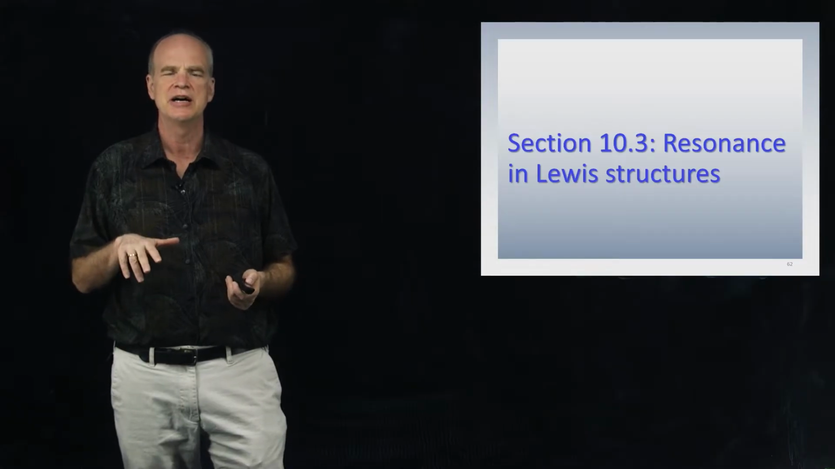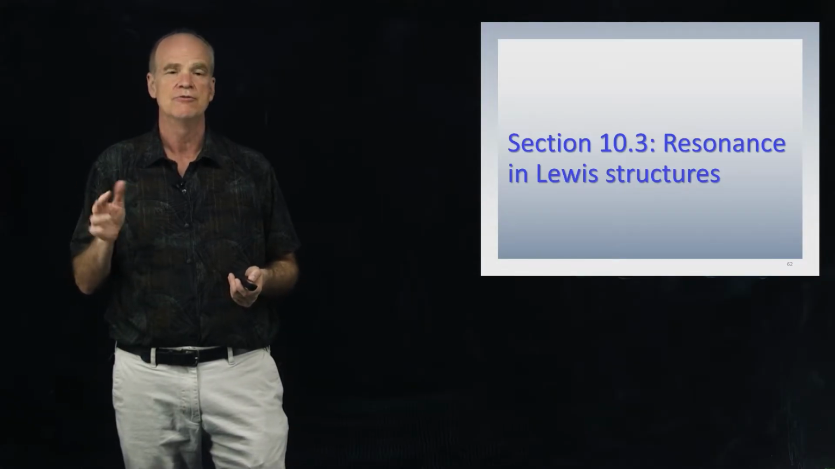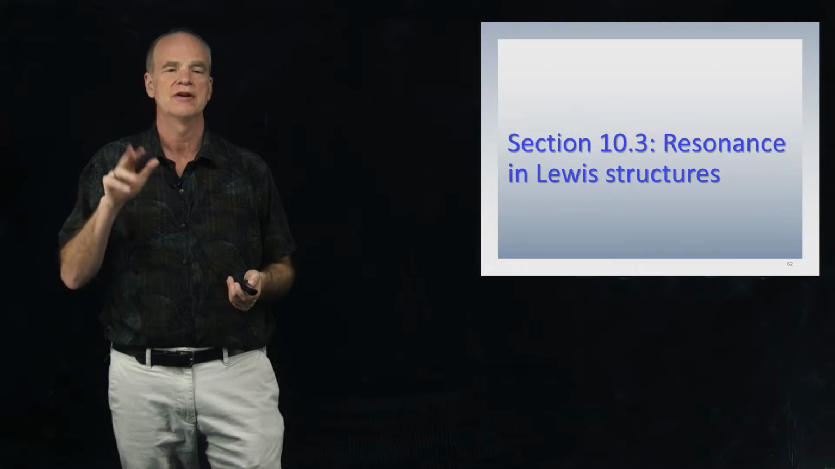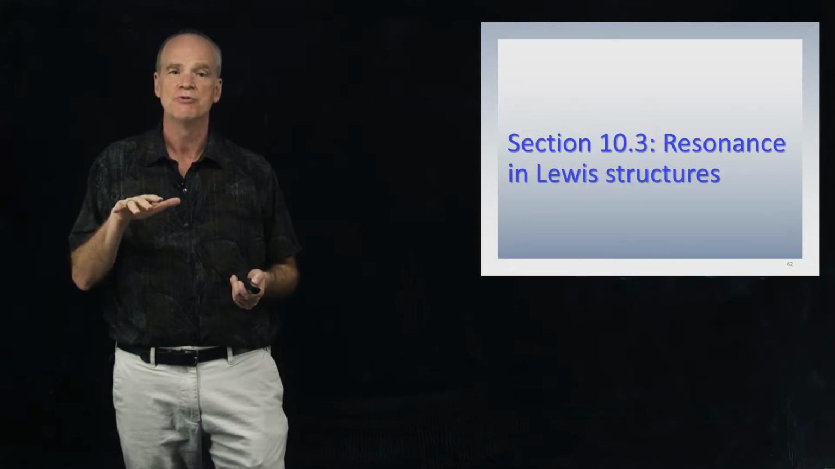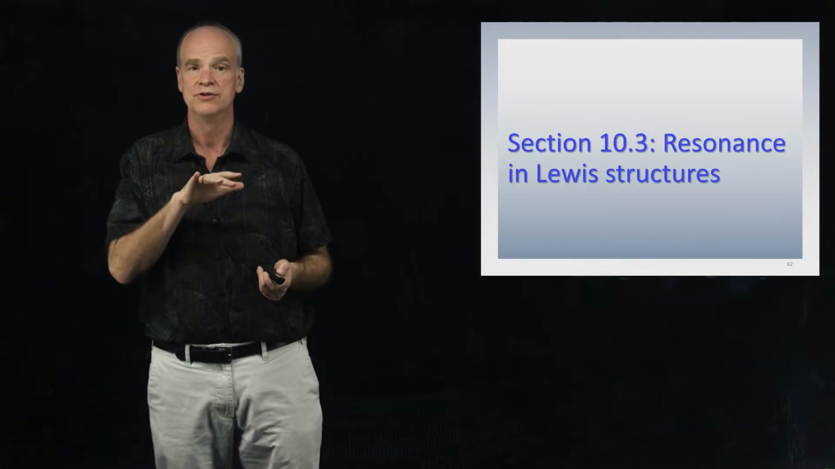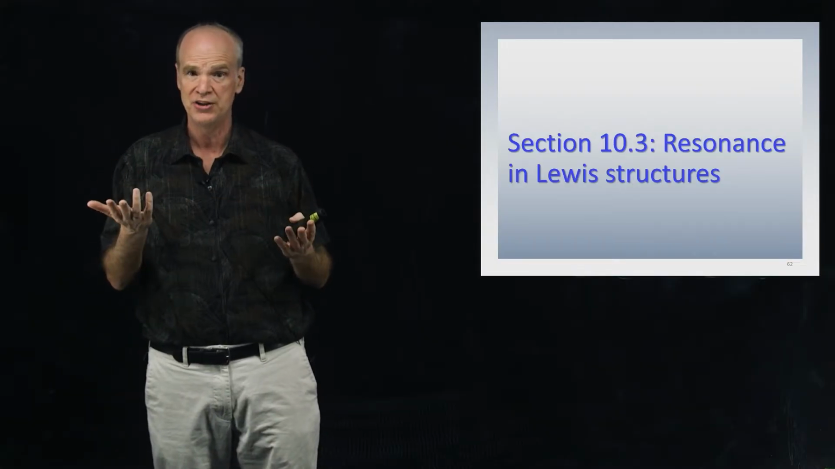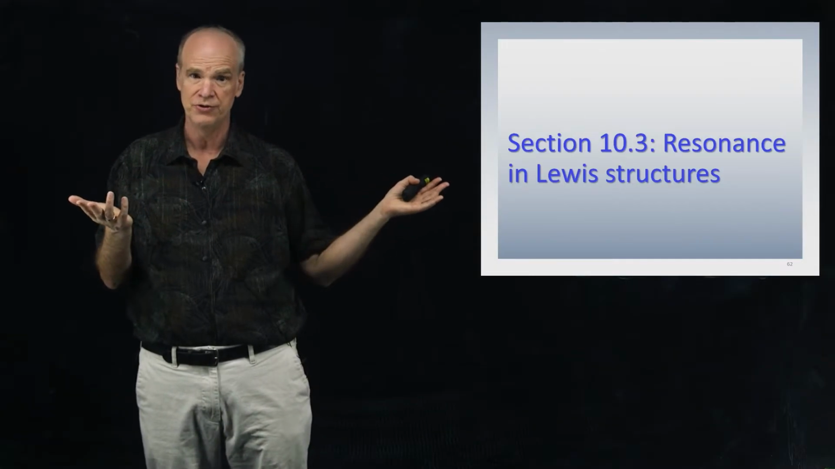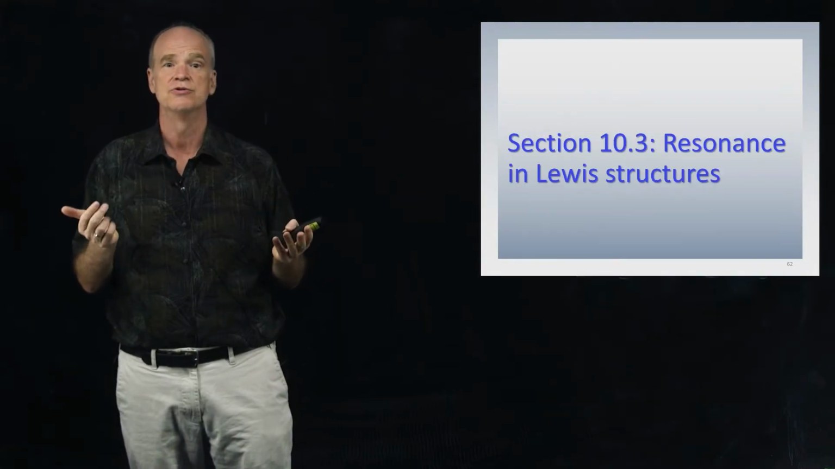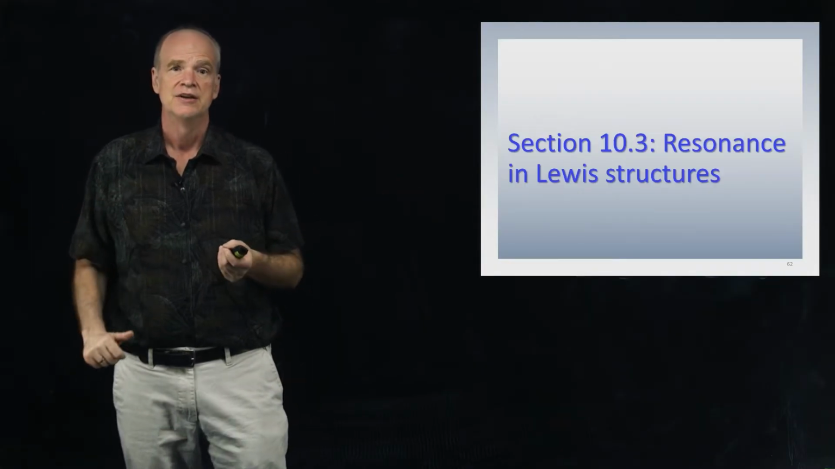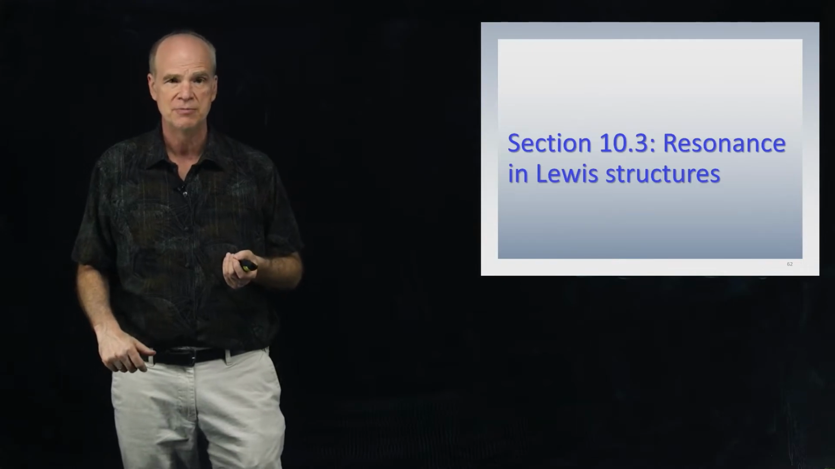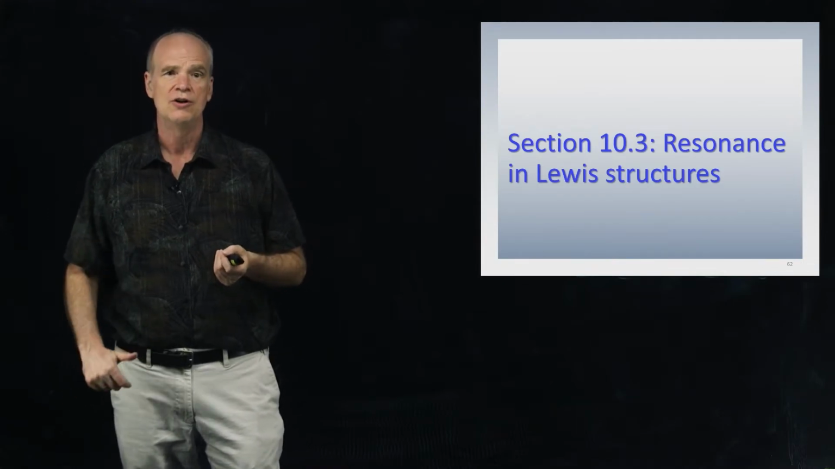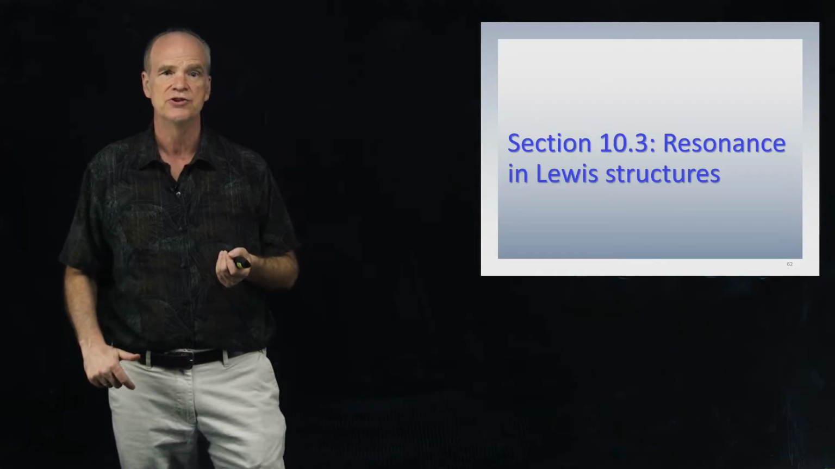Oftentimes you will be writing a Lewis structure for a molecule, and what you'll find is that maybe you can write more than one Lewis structure. And both of these structures, or more than two of these structures, are correct Lewis structures that you have written. So resonance is sort of understanding the relationship between the multiple, alternate, and correct Lewis structures that you have written.